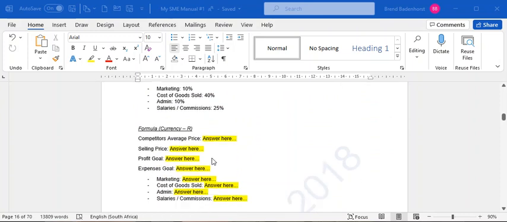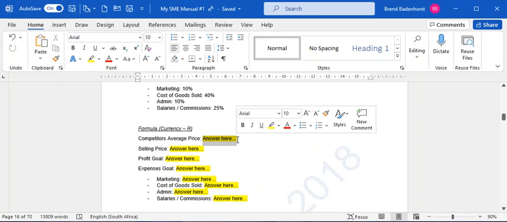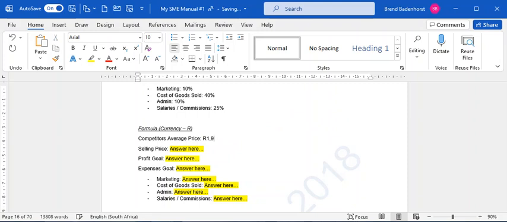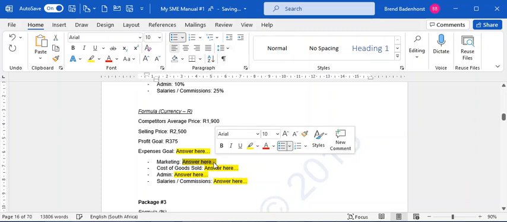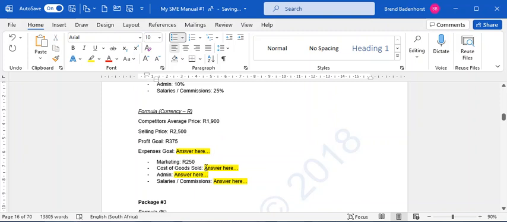Calculating this in the currency, competitor's price, I'm still going to go with all those shoes, which is 1,900. My selling price for the custom shoe will be 2,500. My profit goal is then 15%, and 15% of 2,500 is 375. My expenses goal, I'm going to add everything up, so the marketing remains at 10%, and 10% of my selling price is then 250 Rand. Cost of goods sold is 1,000 Rand.